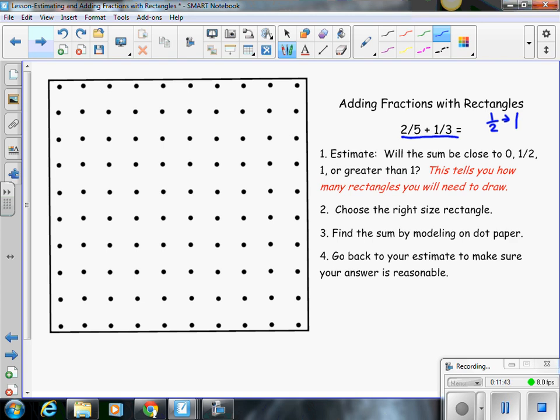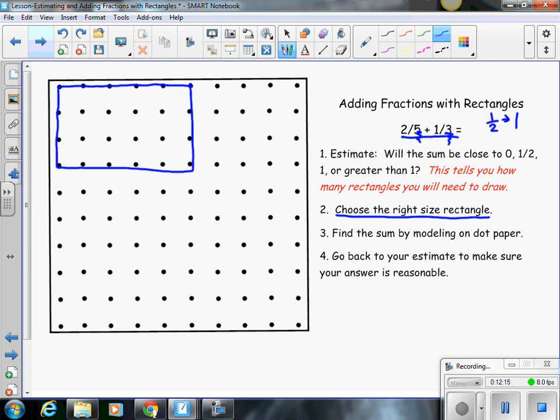Choose the right size rectangle. Well, it needs to fit fifths and thirds. So we can do a 5 by 3 rectangle. We don't need more than one rectangle for this problem. 5 by 3. Okay? So we've chosen the right size rectangle. Now we're going to model it on dot paper and find the sum.